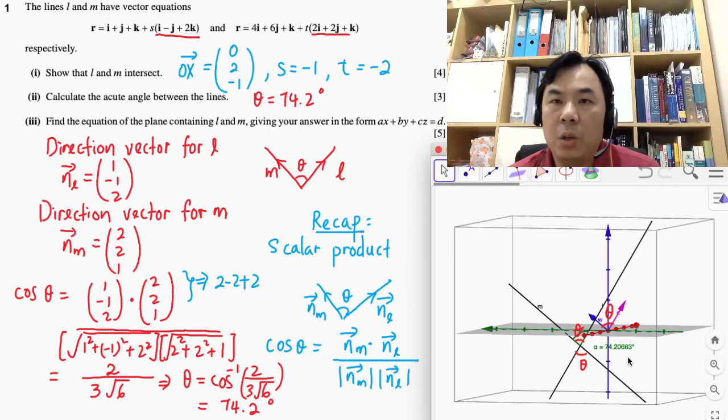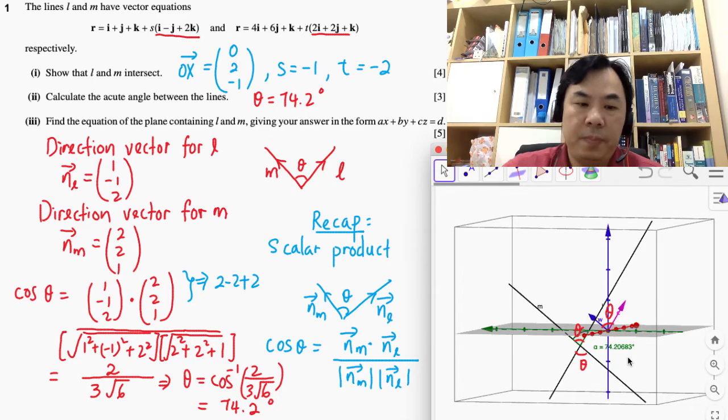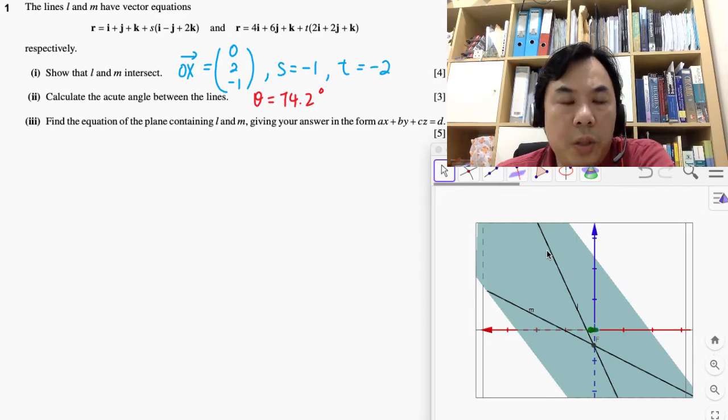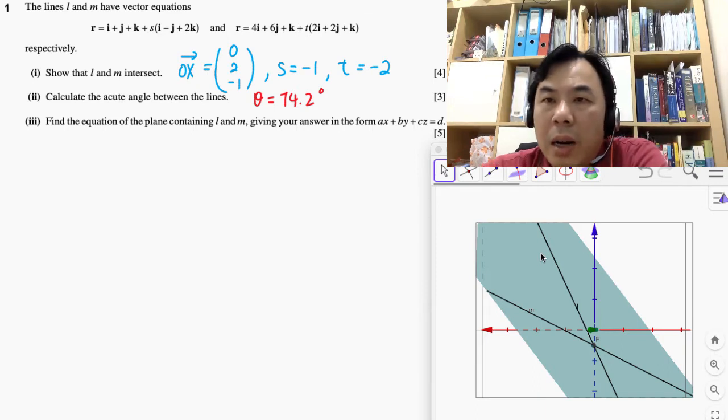Now we have shown you here how we apply the scalar product to obtain the angle between those two lines by using their directional vectors. I hope this is clear for the second question. Now I'm going to show you number 3 shortly. Let's look at question 3: find the equation of a plane containing both lines L and M, giving your answer in Cartesian form. Before that, I'm going to show you how the object actually looks in three-dimensional space.